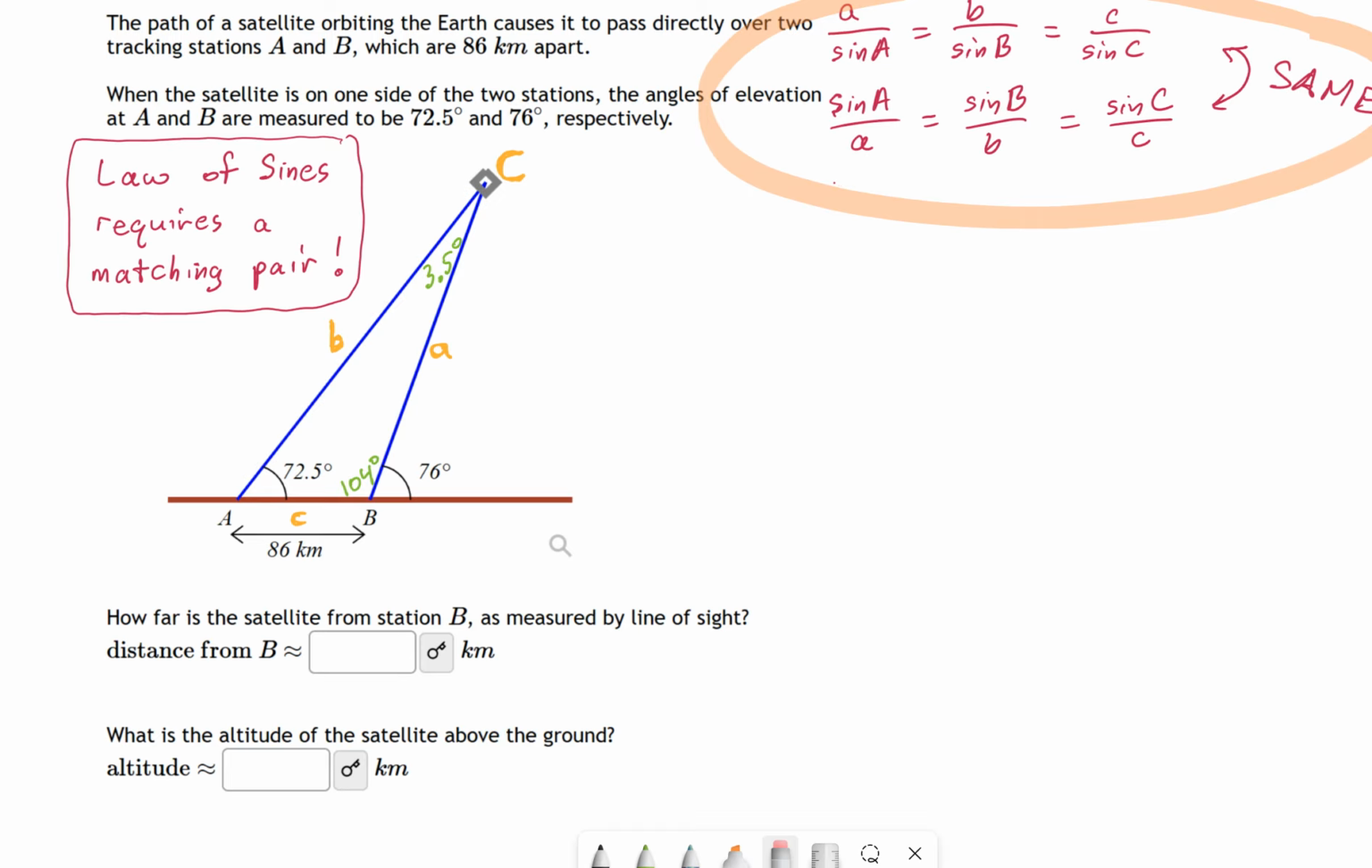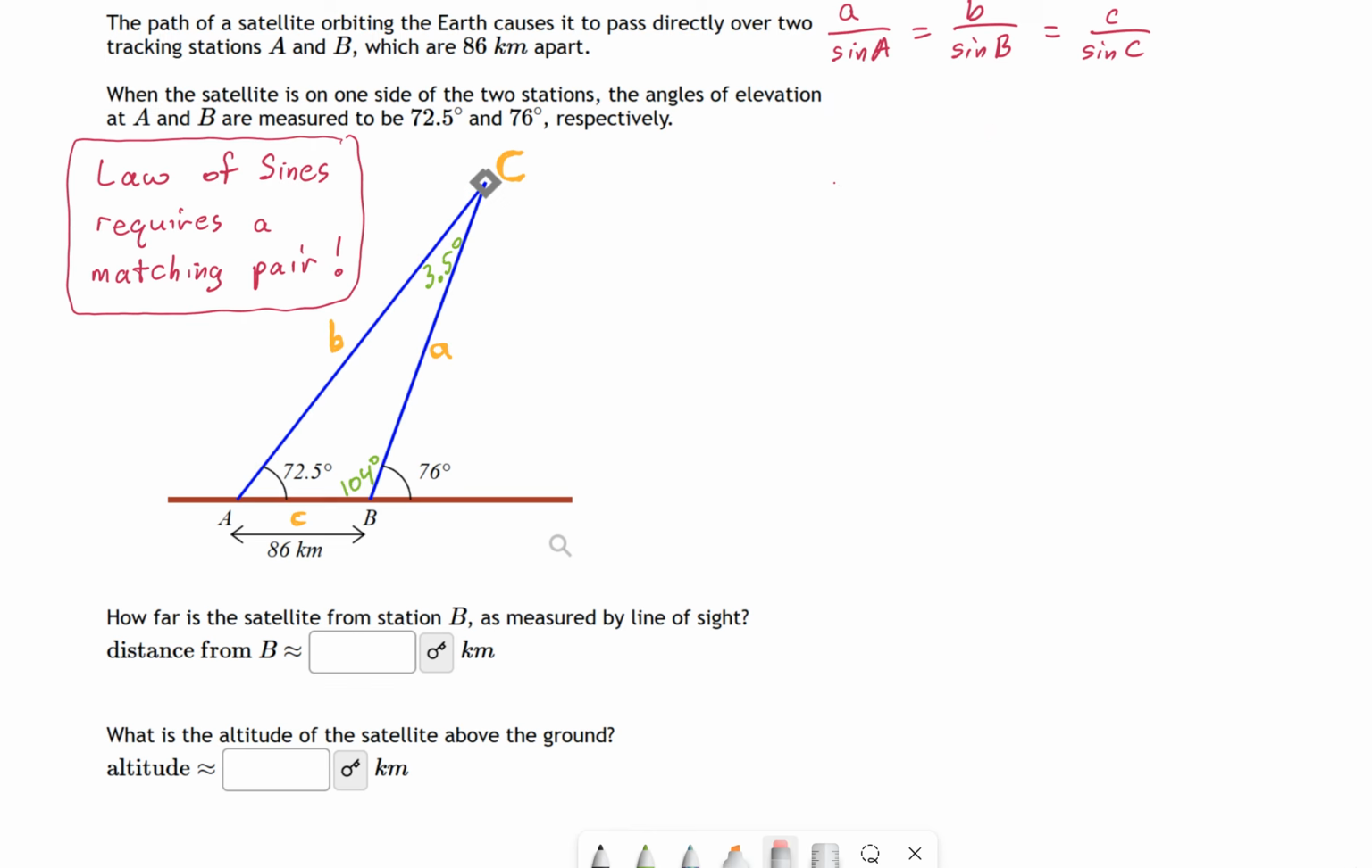And I think I want to use the version with the sides on top. You can use either one, and I don't want anybody getting lost over why I used one versus the other. So if you started using a different version than me, that's fine. You just go ahead and do it. But I'm going to use A over sine A equals C over sine C, because I want side A, and I know side C.